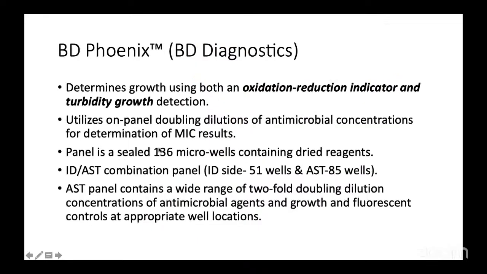Now, the other system is the BD Phoenix system, which works on both a redox indicator as well as turbidity growth detection. It utilizes a panel where there are doubling dilutions. Here the panels are slightly larger. It has about 136 wells, and it also has a combination panel. This does not exist with Vitek. The ID side has 51 wells and the AST side has 85 wells. So you see it has a few more dilutions available to you for calculation of the MIC.